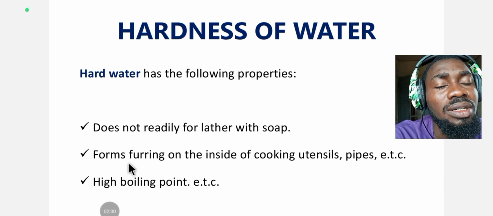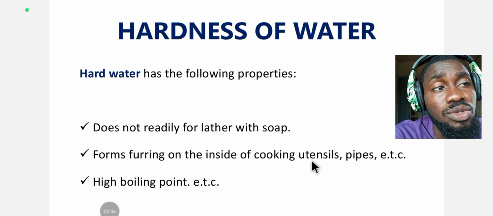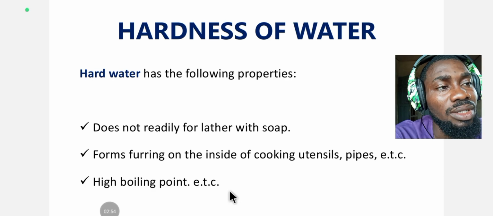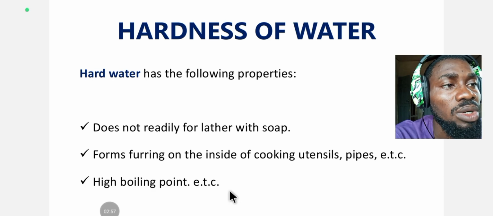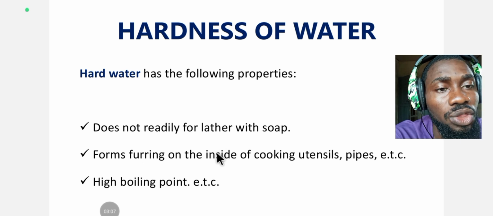Number two, it forms fur on the inside of utensils, pipes, and so on, especially kettles and pots. When you use them to boil water, they form fur around the inside of the cooking utensil. Then the third one is high boiling point. You notice that the water takes longer than 100 degrees centigrade to get to boiling point. So these are the properties of hard water.